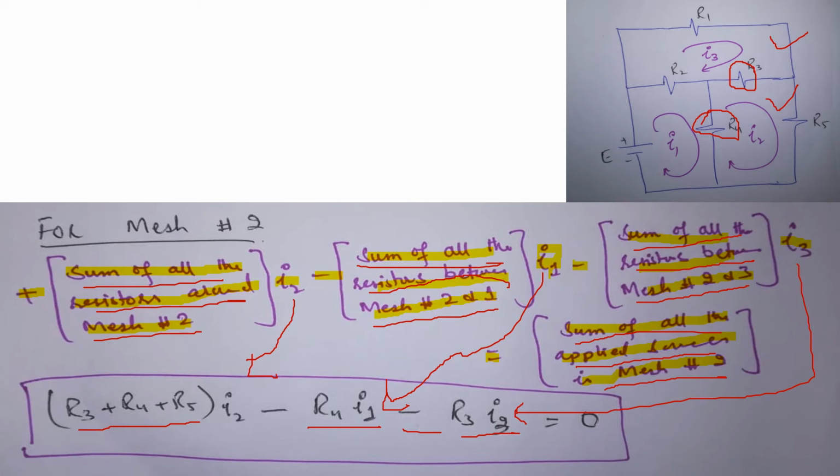Now from the figure we can see that there is no applied source in mesh 2, so the sum of all the applied sources in mesh 2 is equal to 0. This is equation 2 for mesh 2.